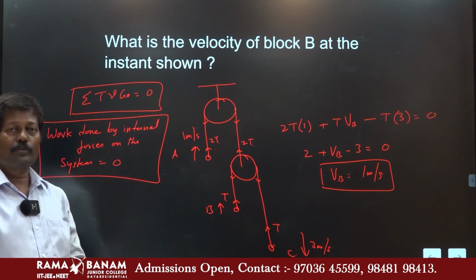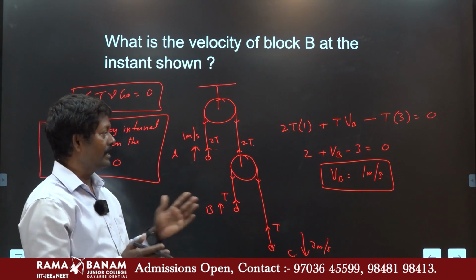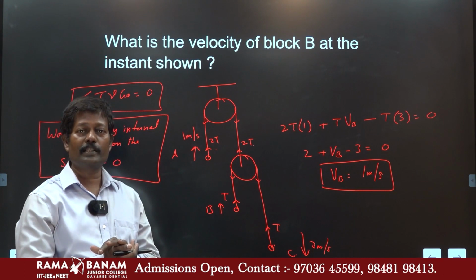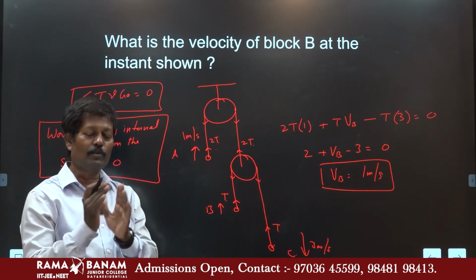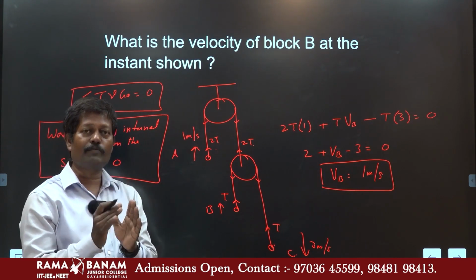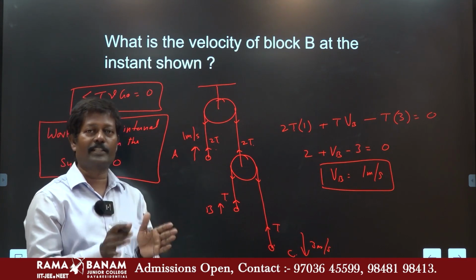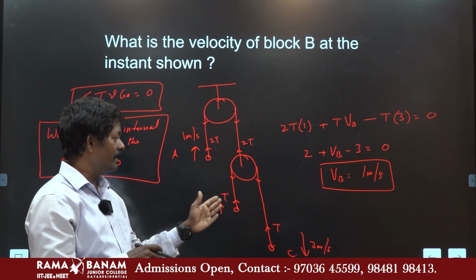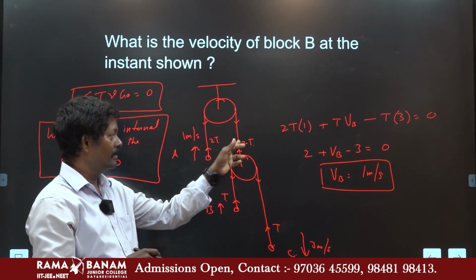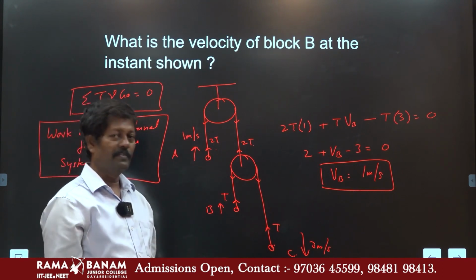So this is the beautiful technique. Instead of using the constraint equations, this is a wonderful technique. We are using sigma TV cos theta is 0. Sigma TV cos theta is nothing but power, or work done per second, by the internal forces on the system. Here the internal forces are nothing but tension. But you have to be very careful. Here T, here it is 2T, because T plus T. So in that way the problem can be done very easily. One more problem we will see.